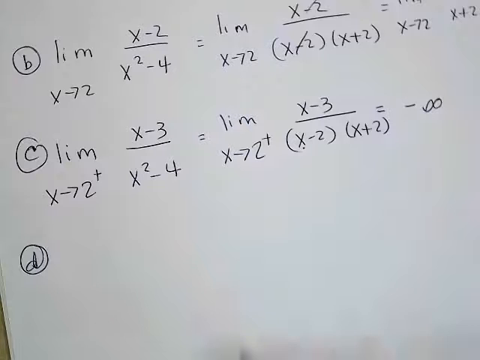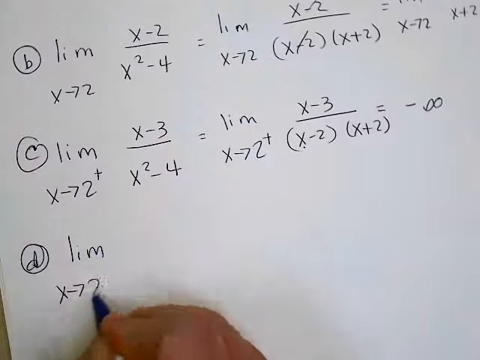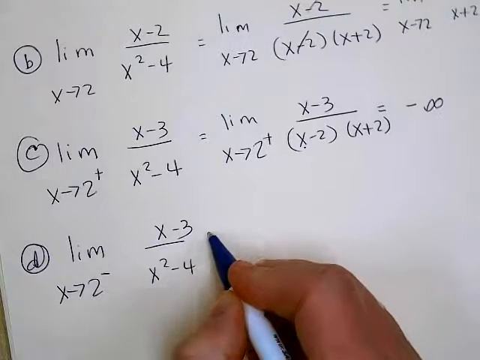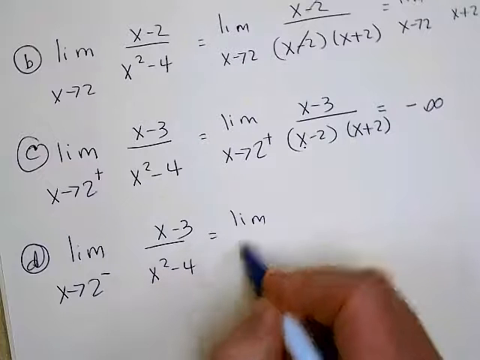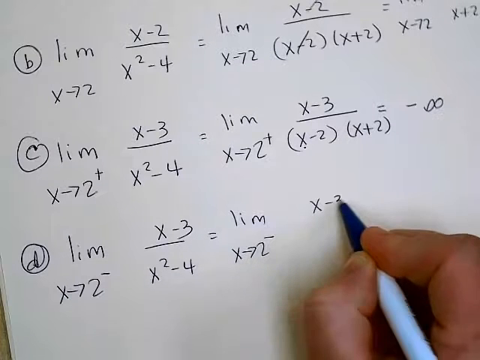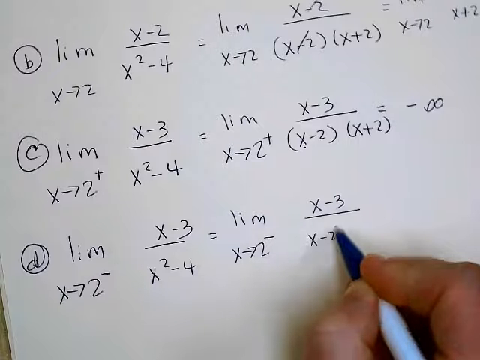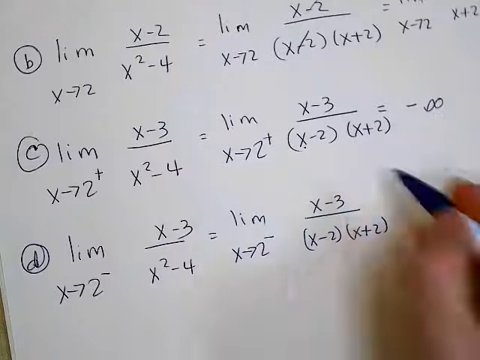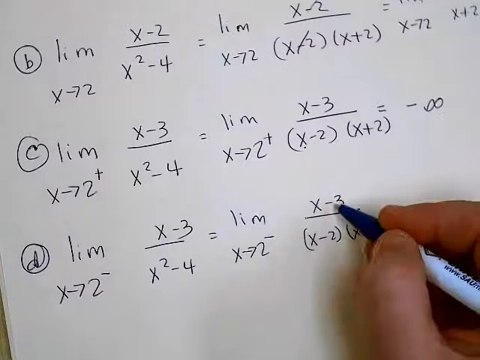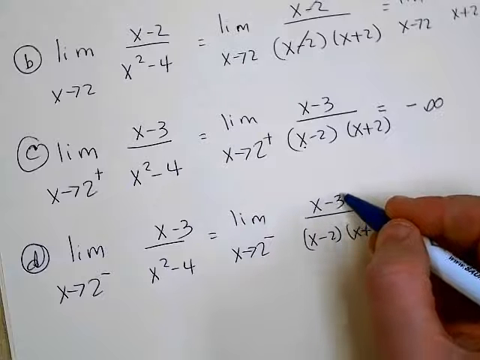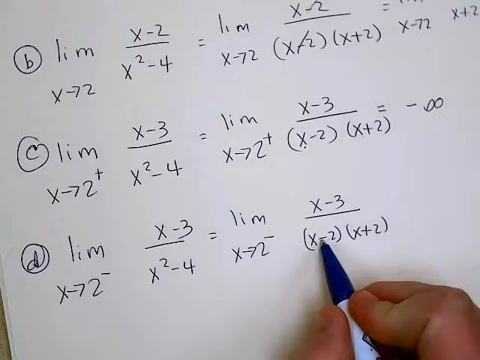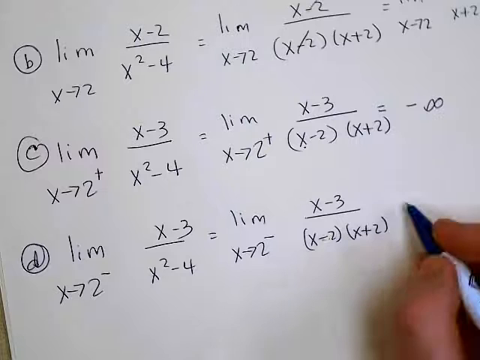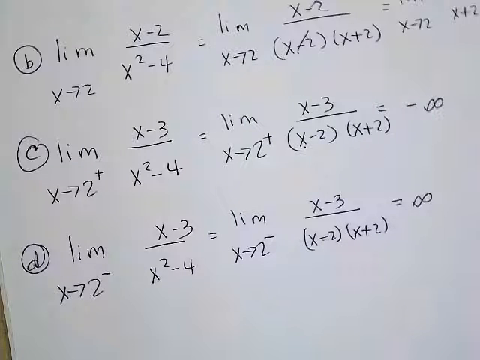Okay, example D. We want to find the limit as x approaches 2 from the left of (x minus 3) over x squared minus 4. Well, this is the limit as x approaches 2 from the left of (x minus 3) over (x minus 2) times (x plus 2). Now, as x approaches 2 from the left, it's going to be numbers smaller than 2. So that's going to cause the top to be negative, but it's also going to cause the bottom to be negative, because if this is less than 2 and I'm subtracting, I'm going to get another one that's negative. So a negative over negative is a positive. This one's going to go to infinity.